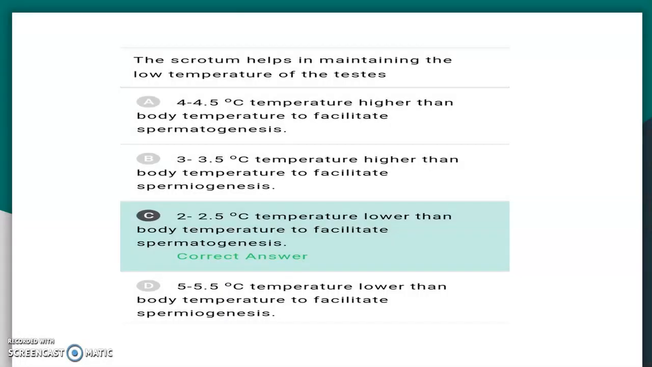Now next is: the scrotum is for temperature regulation. The scrotum helps in maintaining a low temperature in the testes.